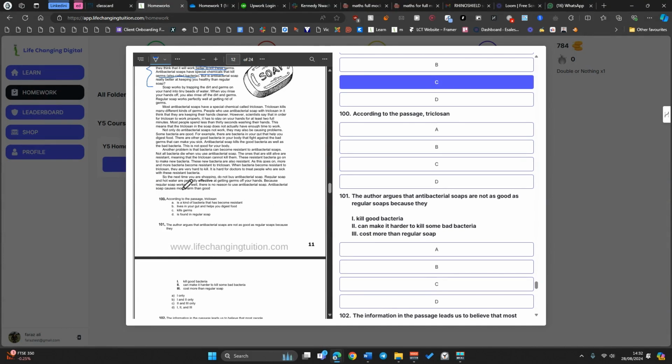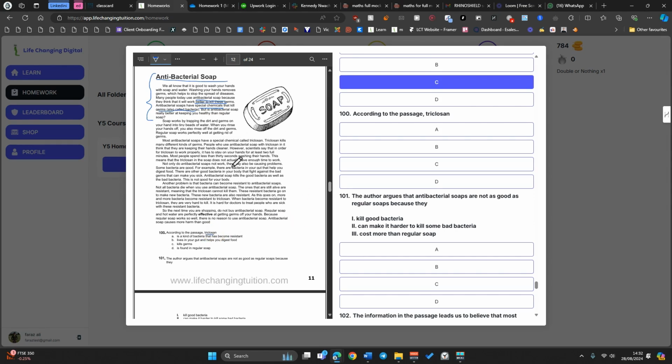So if we're already reading some of the questions, we're going to be more prone to seeing key details in the passage. So according to the passage, triclosan is a kind of bacteria, lives in your gut, kills germs, or is found in regular soap. Okay, so we have to find what this word is. So if we keep reading, I don't think we've come across it just yet.